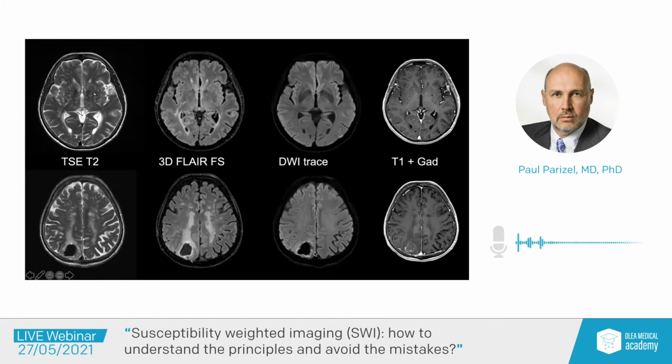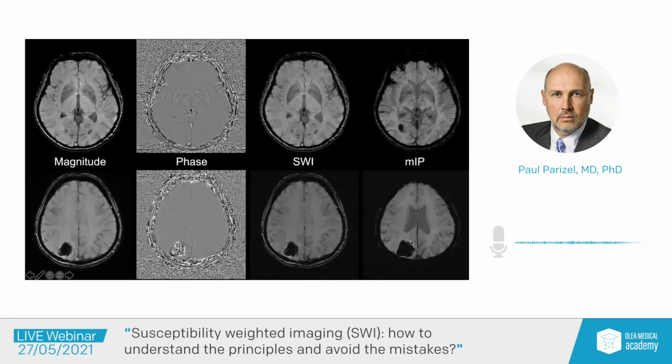This is the diffusion weighted image. And of course, this hemorrhage is black because it spoils the spins in that region. And then on a T1 with gadolinium, you have to look hard. I mean, you can see it, but it's not quite as obvious.